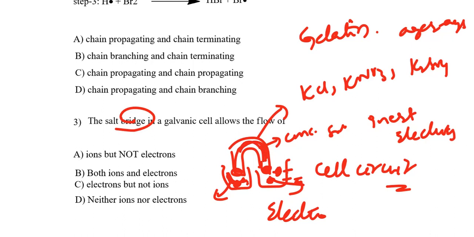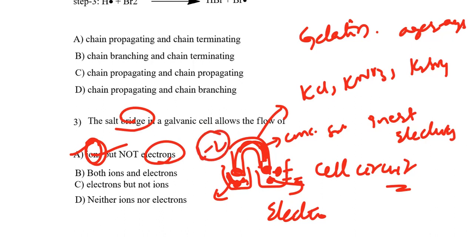Okay, so just look at the given options: ions but not electrons. So the salt bridge in a galvanic cell allows the flow of ions but not electrons. So here our option is A. Okay, right.